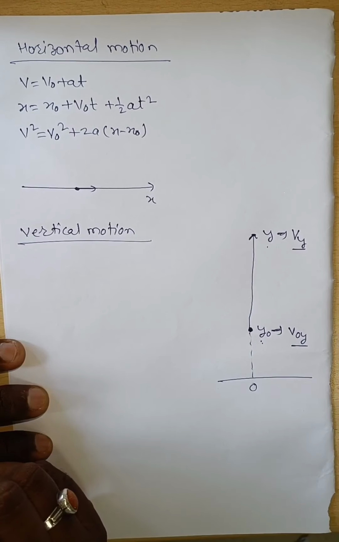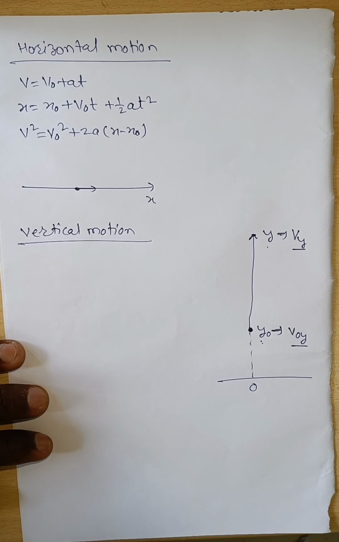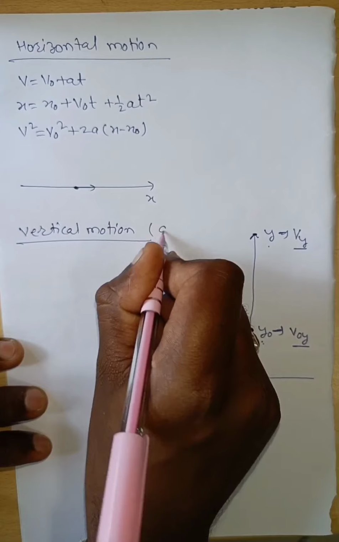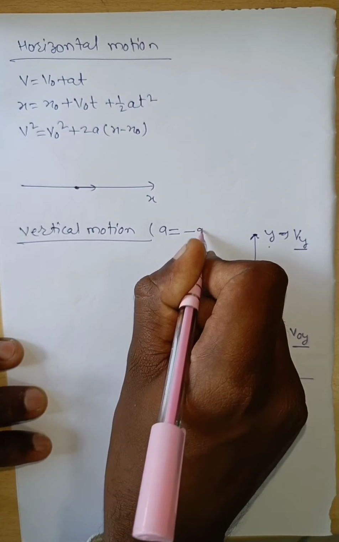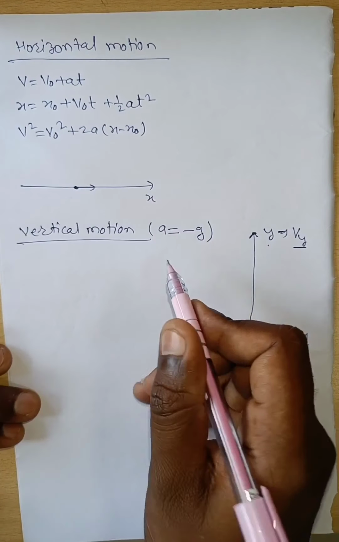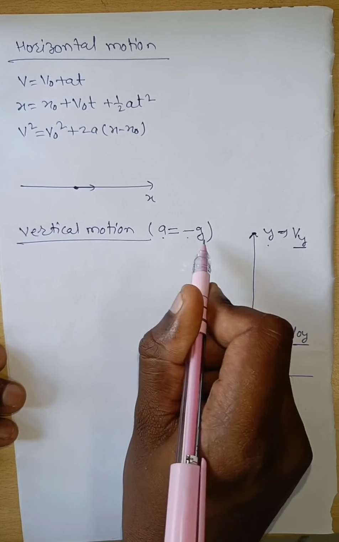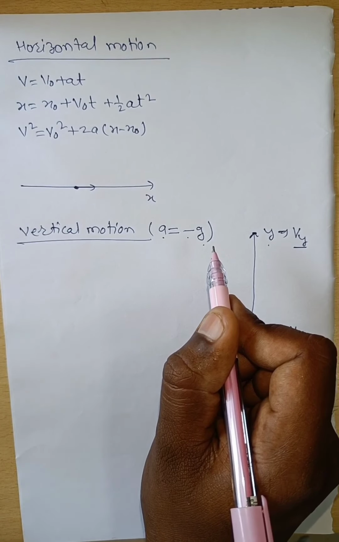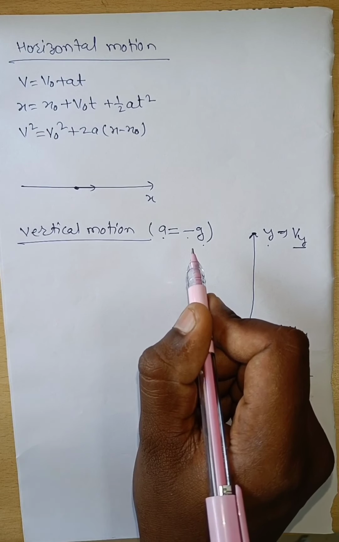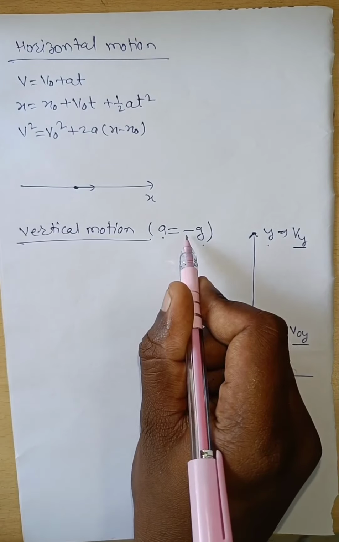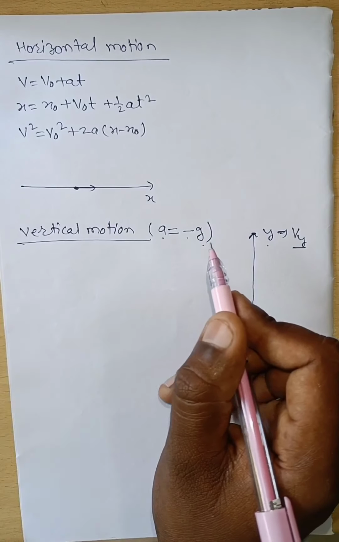And what about the acceleration? Do you know that the acceleration due to gravity is always in the downward direction? Therefore, in vertical motion we always have to take acceleration a equal to minus g, where g is the acceleration due to gravity, because the acceleration is always in a downward direction.